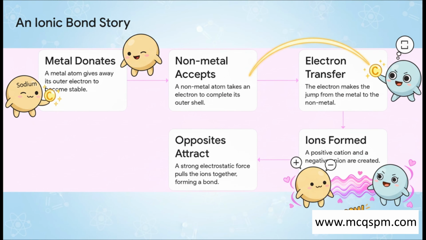So you've got a metal atom, like sodium, and it wants to get rid of its single outer electron to become stable. On the other side, you've got a nonmetal, like chlorine, who is just desperate to gain one more electron to complete its outer shell. So the electron makes the jump. This creates 2 charged particles, or ions. And because opposites attract, they're pulled together by this really powerful electrostatic force. And boom, you've got yourself an ionic bond.